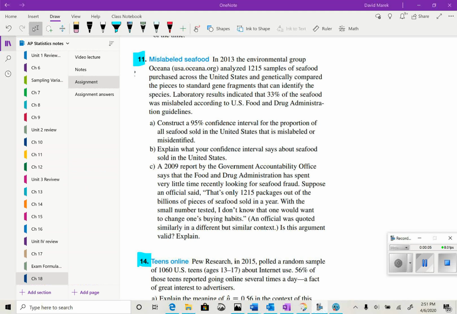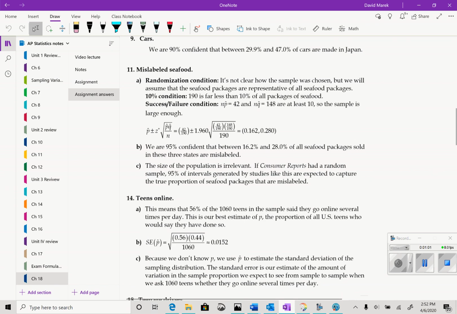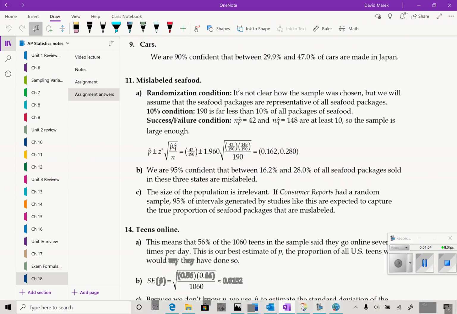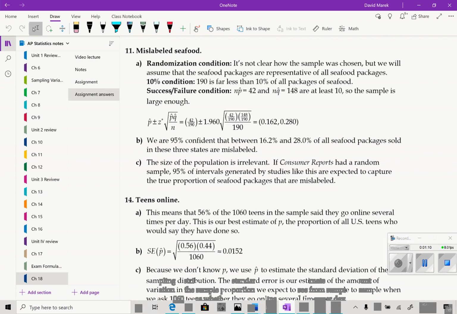or misidentified. Okay, so as we're going through the process here of constructing our confidence interval, we have to be careful that we first of all meet the conditions. Again, in your book, they went ahead and described several of them. The randomization condition, well, the way they phrased the question, it's not really clear. But for the sake of argument, let's give them the benefit of the doubt, and say that when they did their survey, the ones that they tested are representative of all seafood packages.